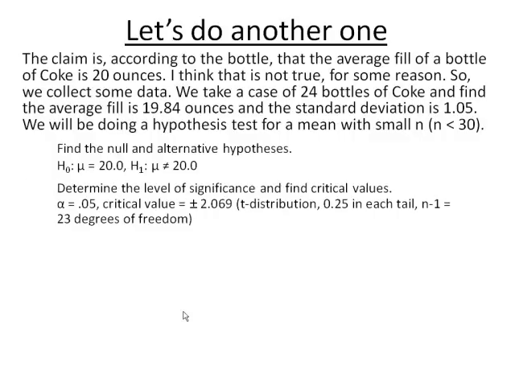Level of significance and critical values. Again, we'll use 0.05, meaning 5% of the time we're going to reject a true null hypothesis. Critical values will be plus or minus 2.069. Looking at the t-distribution, we'll find 0.025 in each tail, with n minus 1 degrees of freedom. At 23 degrees of freedom, we find the value of 2.069. We use positive and negative because 2.5% is to the right, 2.5% is to the left.